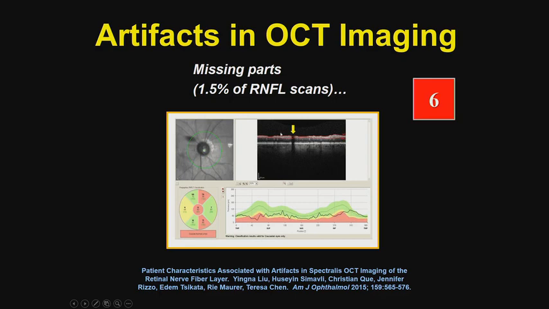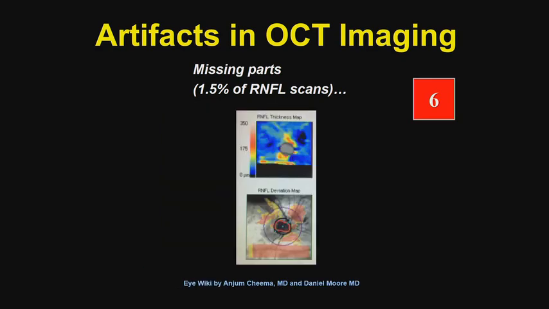Missing parts: vitreous floaters or debris can block parts of the scan so that there's no data, and of course we can't analyze the nerve fiber layer thickness there. Cirrus can also have, of course, missing areas of the scan. This is a patient who is blinking and therefore there's no data here. And again, a good technician seeing this will hopefully redo the scan.